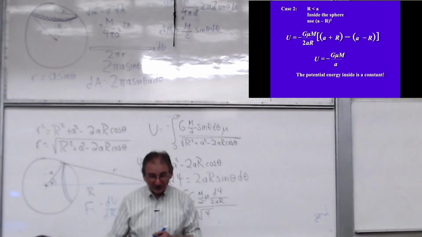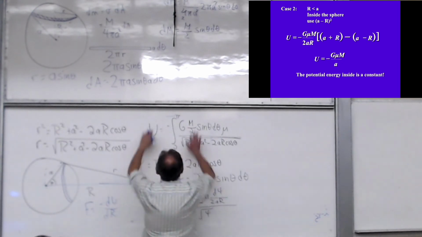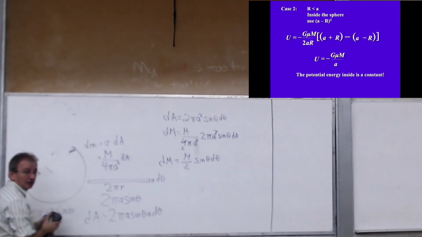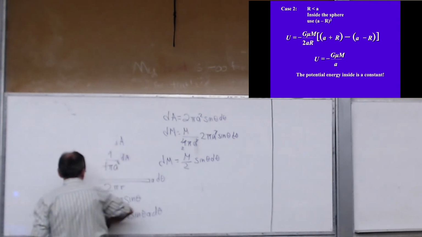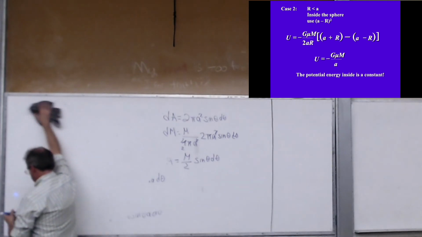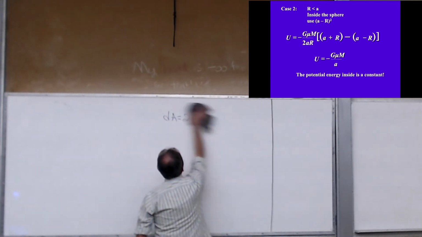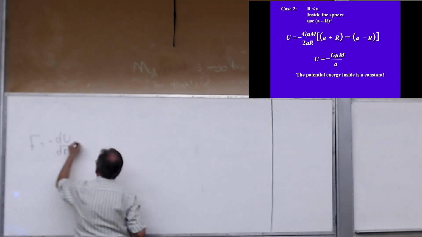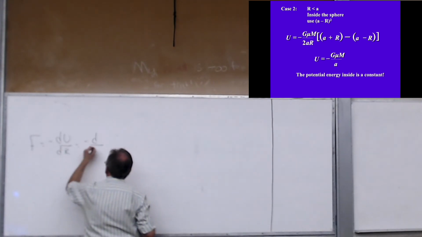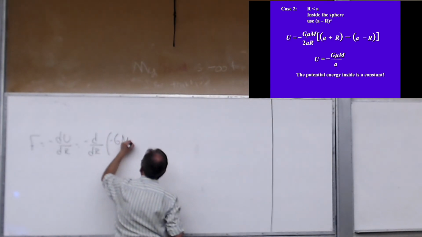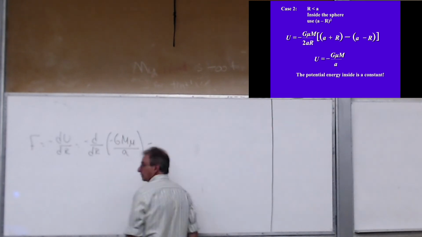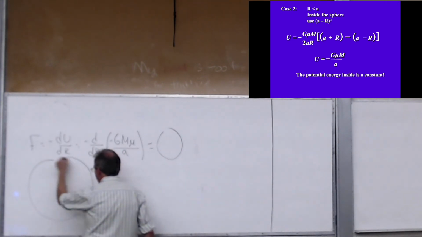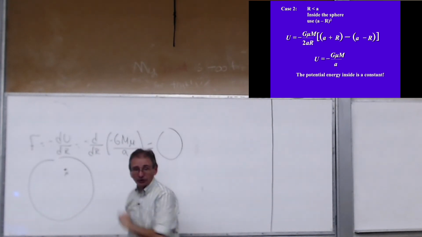Okay, let me say some more about this. So inside the sphere, the potential energy is constant. Again, force is the derivative of that with respect to R. So the force, that equals what? What's the derivative of a constant? Zero. So if you have a point mass inside a spherical shell, it's not going to experience a force.